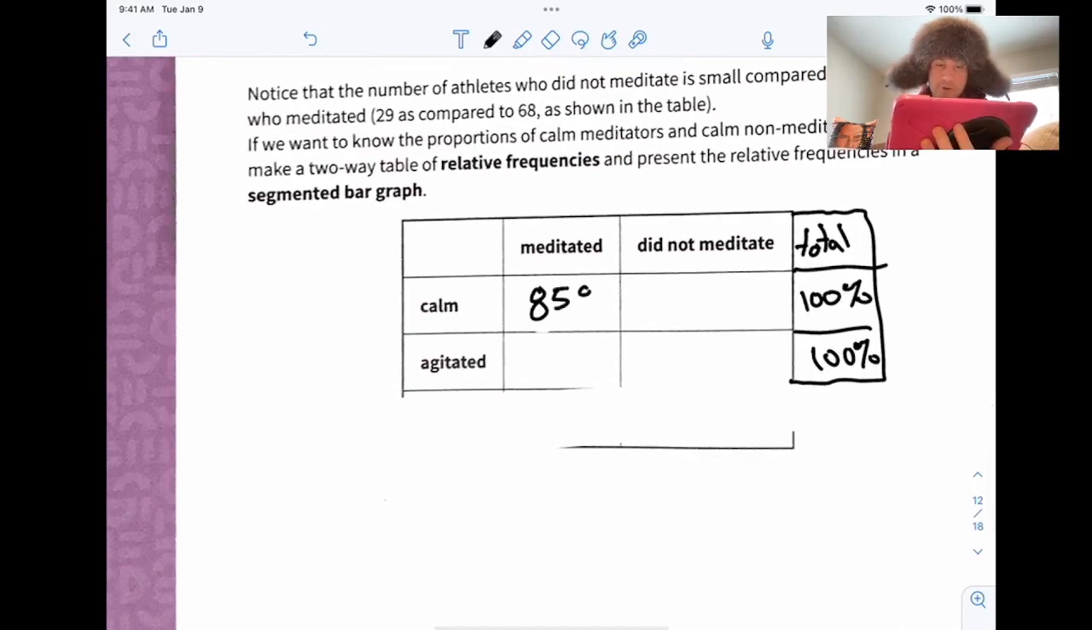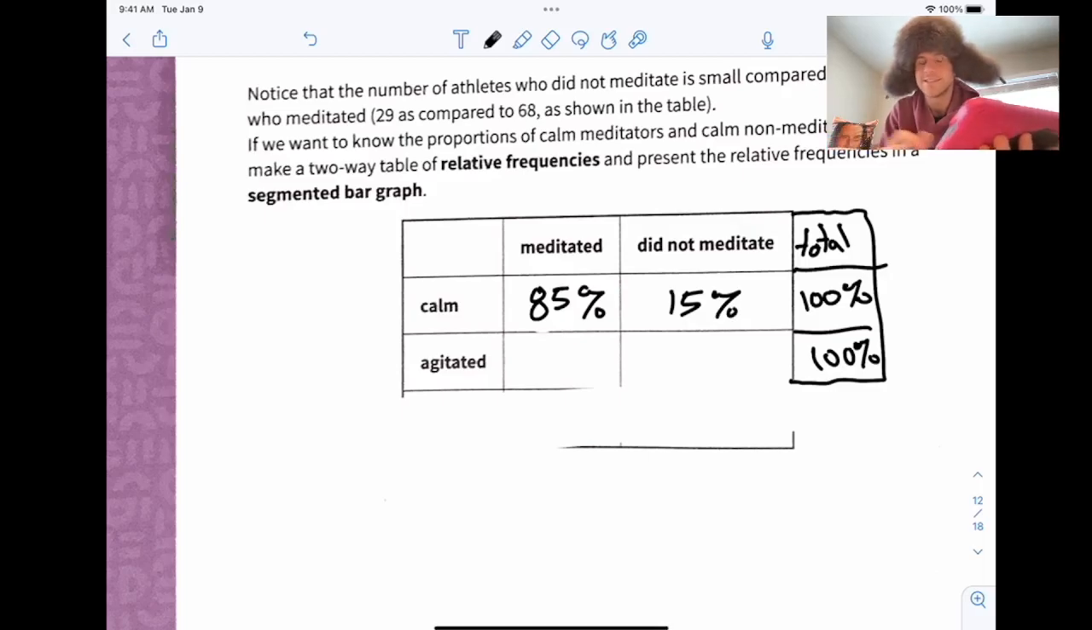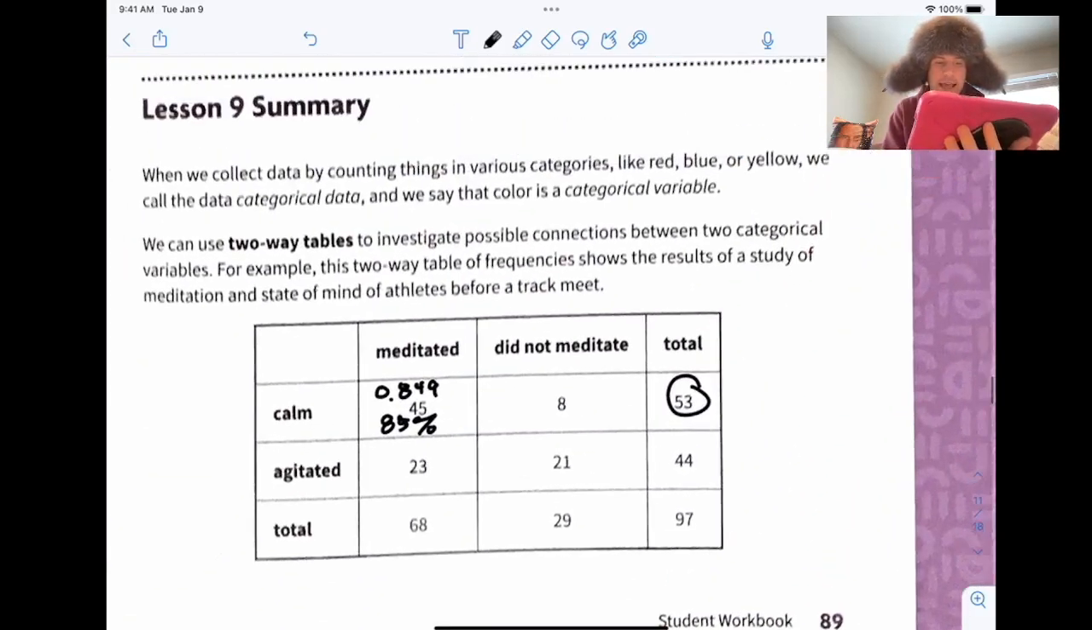And if you're in a rush with your relative frequency table, you can simply add here: what plus 85 equals 100, or what is 100 minus 85? Well, that's 15%. It's the same answer you'll get if you were to do 8 divided by 53.